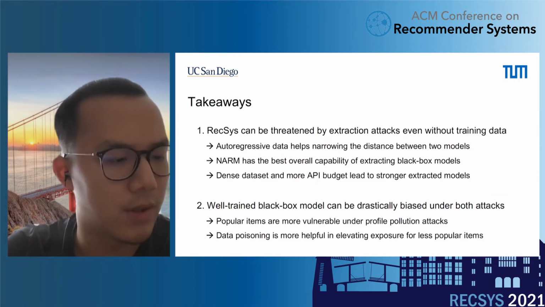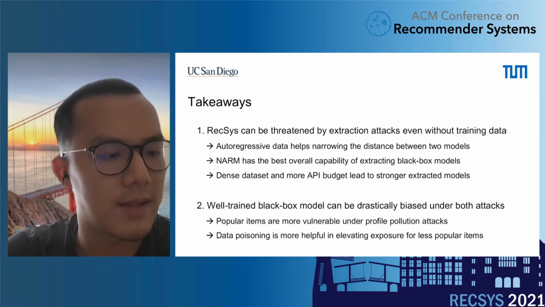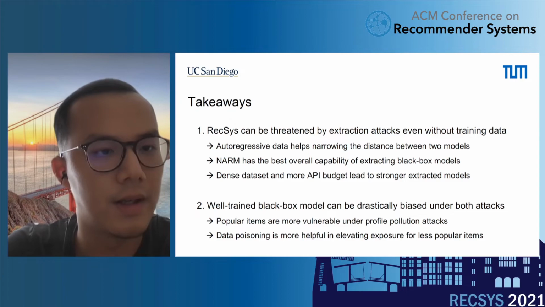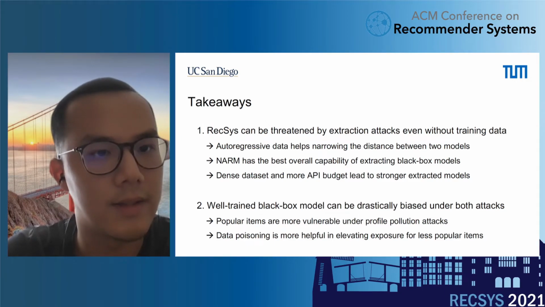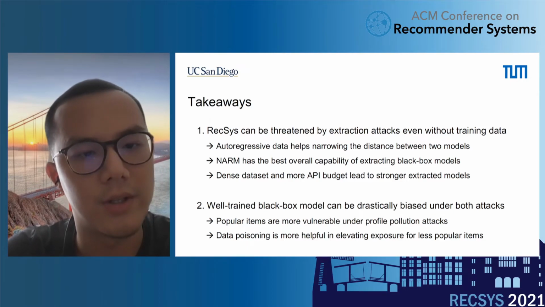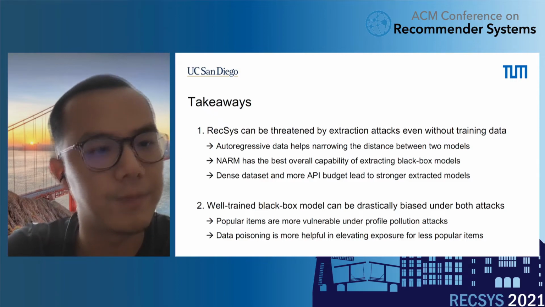So in this work, we investigated black box attacks on recommenders and proposed to use distillation to create a local copy of the recommender. Results suggest that the attacks can be achieved with this local copy and can be transferred to the black box model. And here are a few takeaways. First, the autoregressive data helps narrow the distance between the black box model and the white box model. NARM has the overall best capability in simulating the black box recommenders. And also, denser datasets and more API budget will lead to a stronger extracted model.